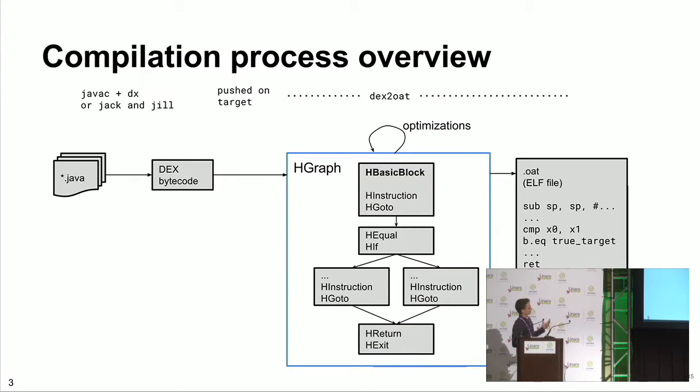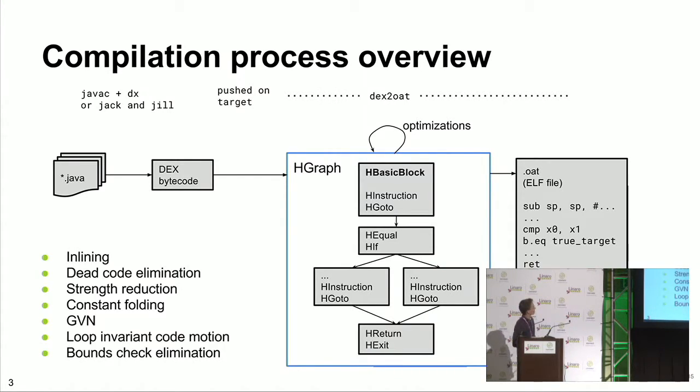The optimizations will transform the graph, and eventually we go to code generation, and we translate every instruction to some assembly. So an HAdd is going to be translated to an add, and so on. And on the right, we have an output file that's like an ELF file that contains the assembly.